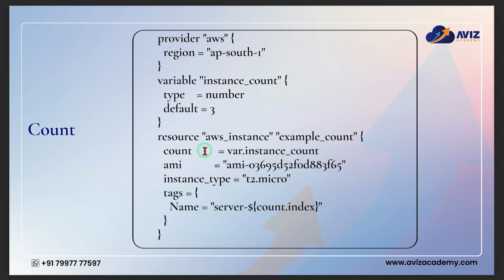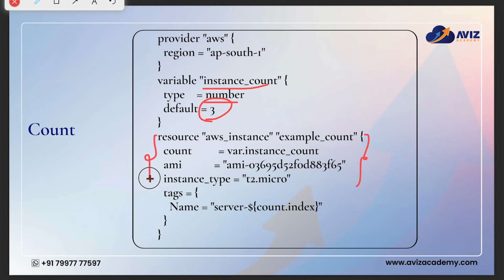Then count we can define. I want to launch 3 EC2 instances. So the instance count, where the type is going to be number and the default value is 3. Now it is going to launch 3 EC2 instances with this configuration only, and it is going to give server-0, server-1, server-2. Why? Because we are using the count.index option here. If you want to start the server count from 1, you can just give +1 here. So server 1, server 2, server 3 is going to be created here.